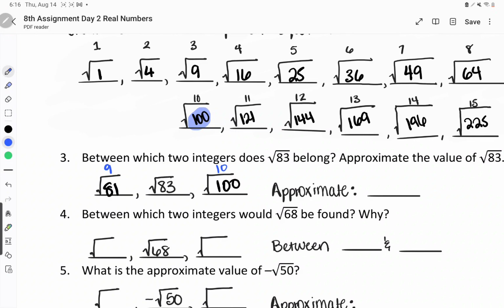It is closer to the 81, so it's going to fall a little closer to 9, right? So since it's falling closer to 9, 83 is almost 81. So I'm going to say that's about 9.1, 9.2-ish, somewhere in between there, okay?